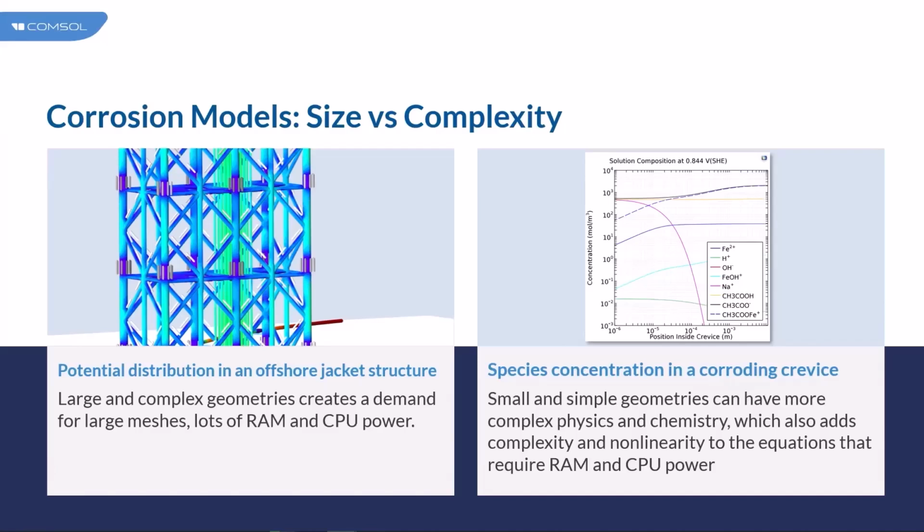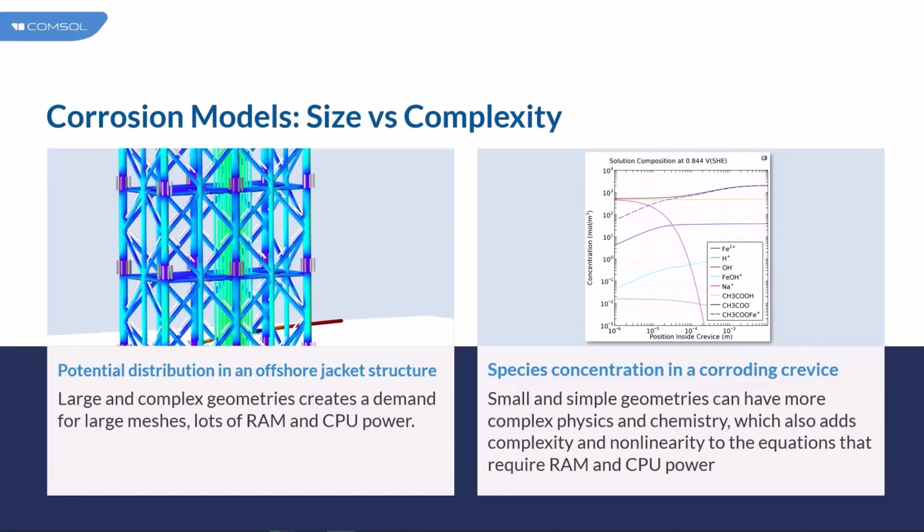And the opposite thing would be species concentrations in a corroding crevice, where the crevice is just a couple of millimeters long, and you can do a 1D simulation of it, but you want to include 8 or 9, maybe more species in order to get a correct overview of the chemistry inside the crevice. And that also adds a lot of complexity and especially nonlinearity to the equation, which require RAM and power and time to compute.